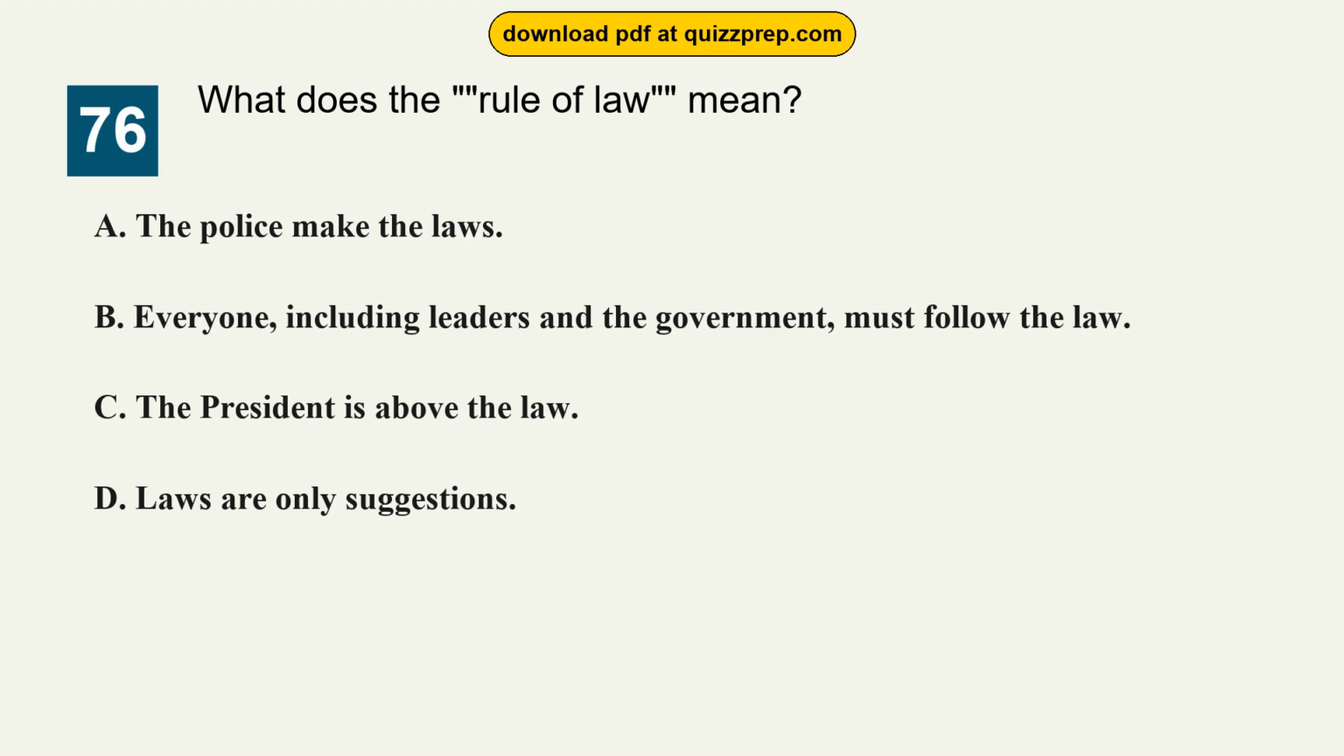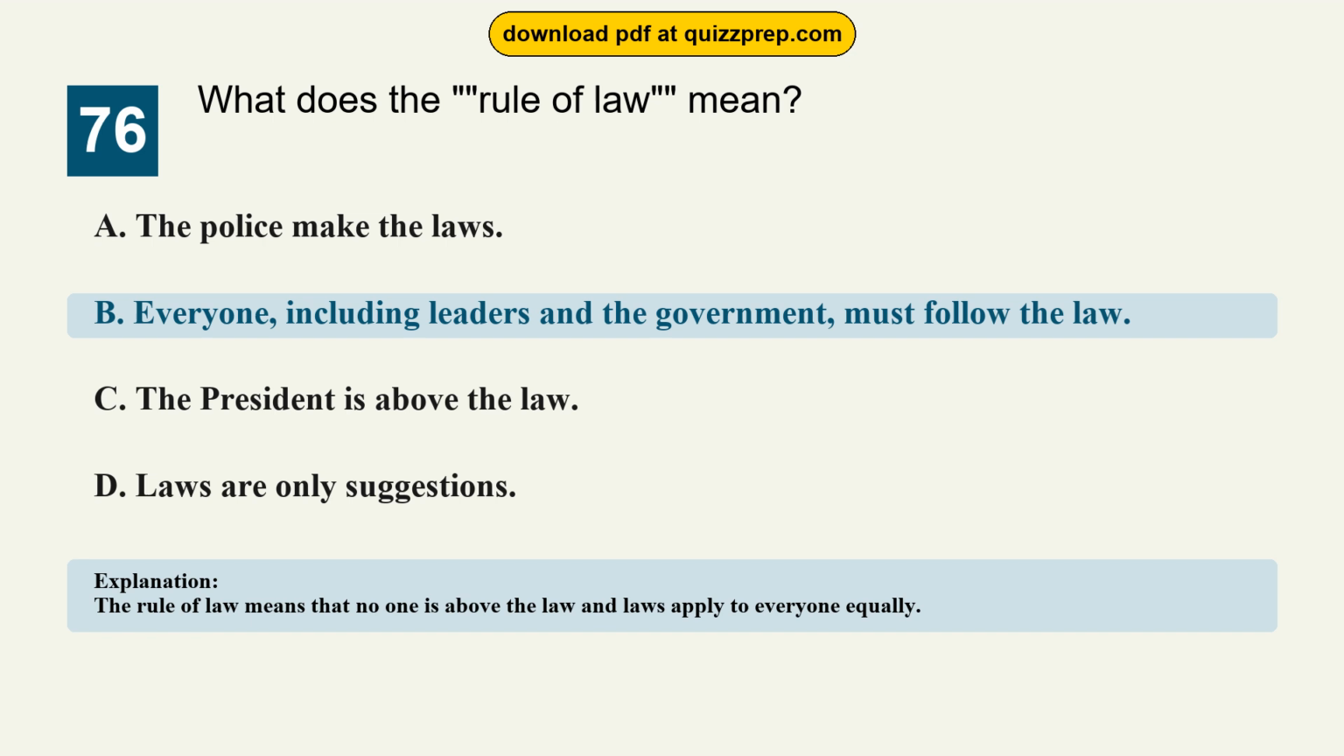Question 76. What does the rule of law mean? Option A, the police make the laws. Option B, everyone, including leaders and the government, must follow the law. Option C, the president is above the law. Option D, laws are only suggestions. The correct answer is option B. Everyone, including leaders and the government, must follow the law. The rule of law means that no one is above the law and laws apply to everyone equally.